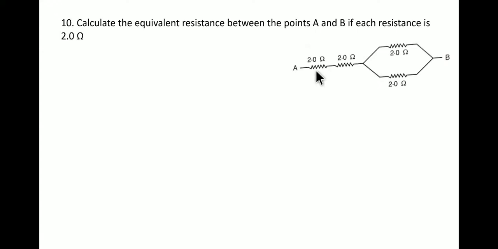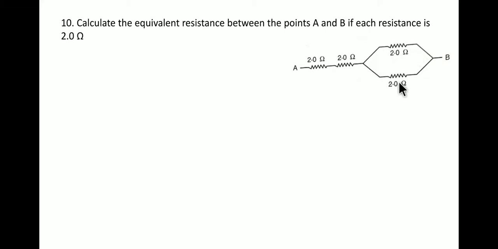So over here you can see the two resistances are connected in series and these two are connected in parallel, and you have to find the overall equivalent resistance between the two points A and B. So over here you can see that the 2 resistors are connected in parallel.